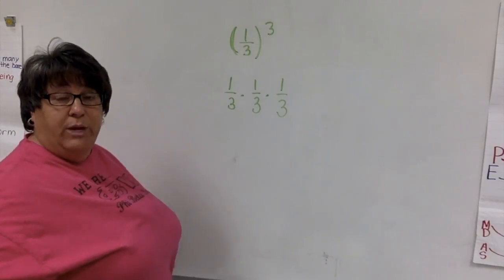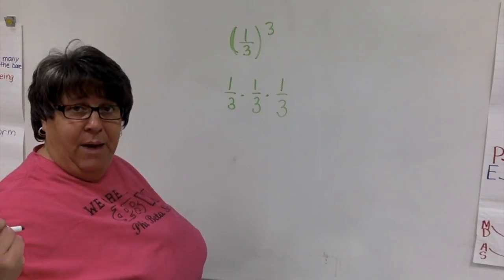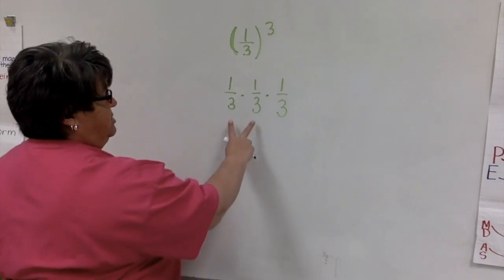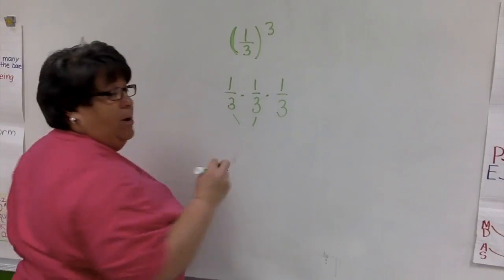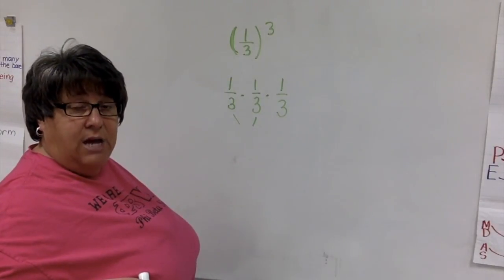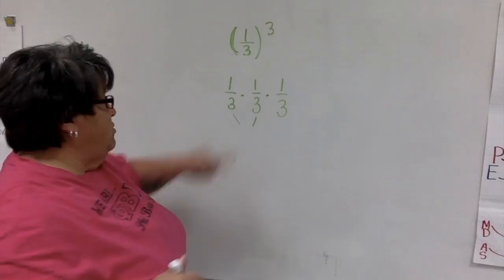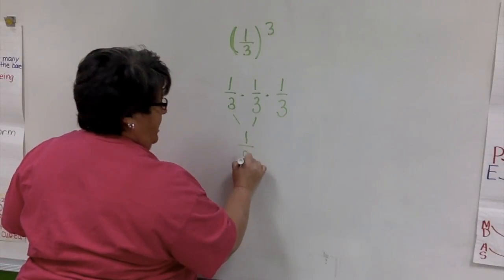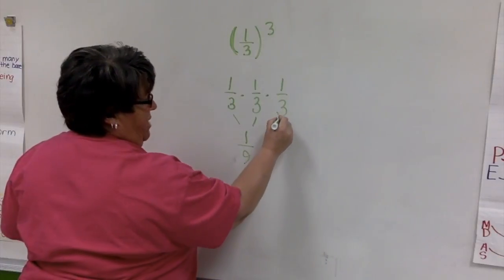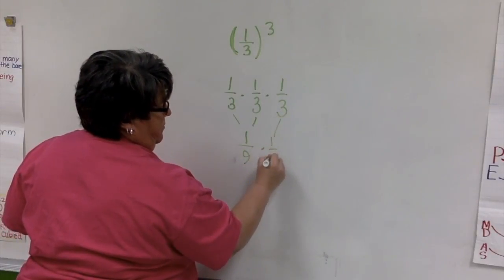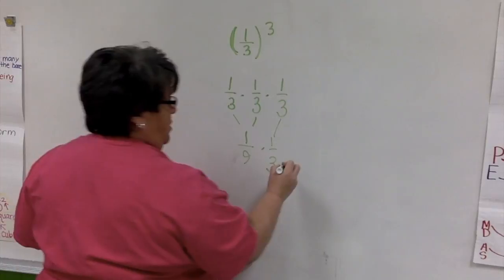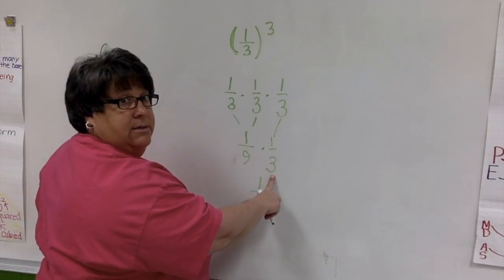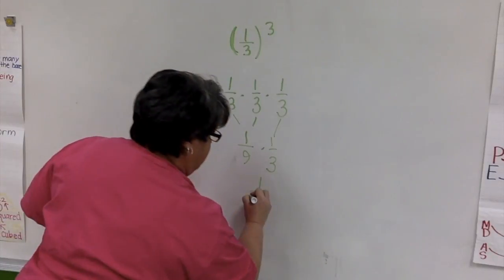And again, just as we did with the 5 to a power, we're going to work out the problem the exact same way. We're going to multiply the two 1/3. And remember, we multiply the numerators and the denominators. So 1 times 1 is 1, and 3 times 3 is 9. But then we have to multiply it by this 1/3. 1 times 1 is 1, and 9 times 3 is 27, correct?